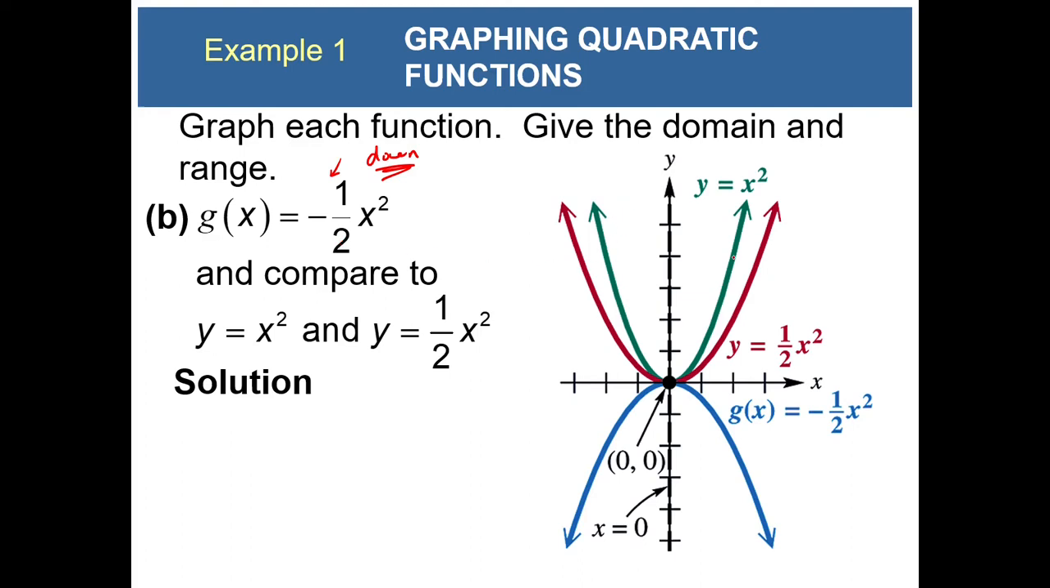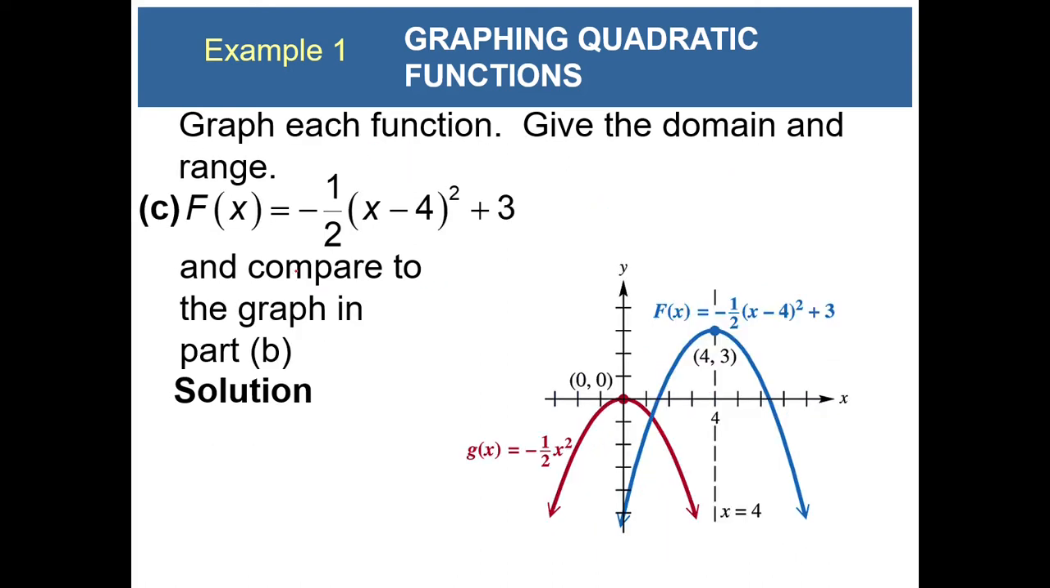So you can see here, this is the original graph, x squared. And 1/2 x squared, which we can do by plotting points, is shrunken. The third graph here is negative 1/2 x squared. It faces down. In part C, we want to graph f of x equals negative 1/2 times the quantity x minus 4 squared plus 3.